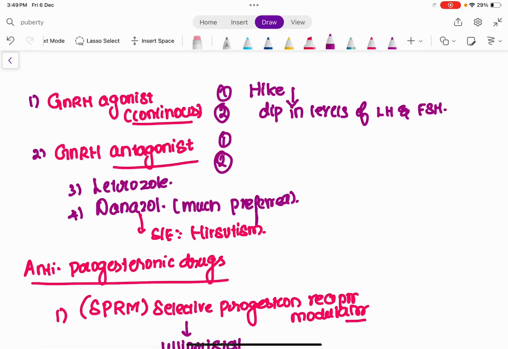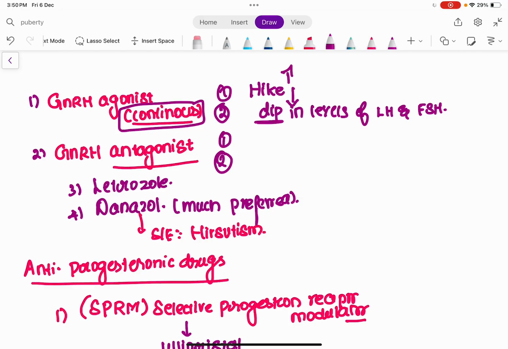As I told you, a GnRH agonist, if given in a pulsatile manner, acts on the anterior pituitary and releases FSH and LH in a pulsatile manner. But if you give it in a continuous manner, initially there can be a hike in the levels of FSH and LH released from the anterior pituitary, but later the levels attain a dip. So the final result is a dip, but initially there is a hike.